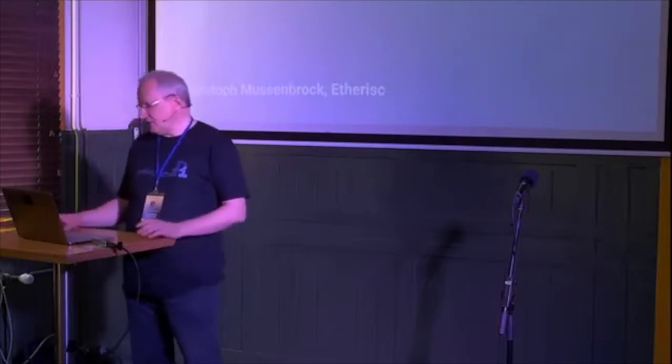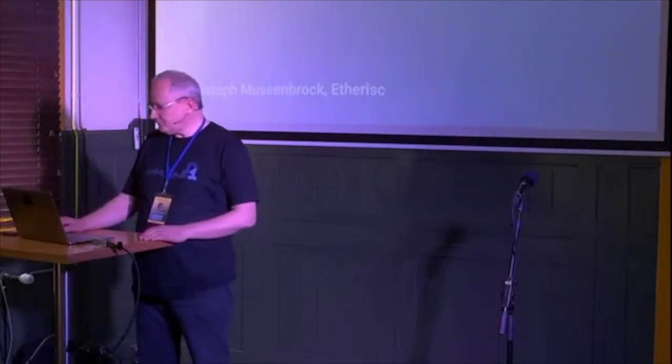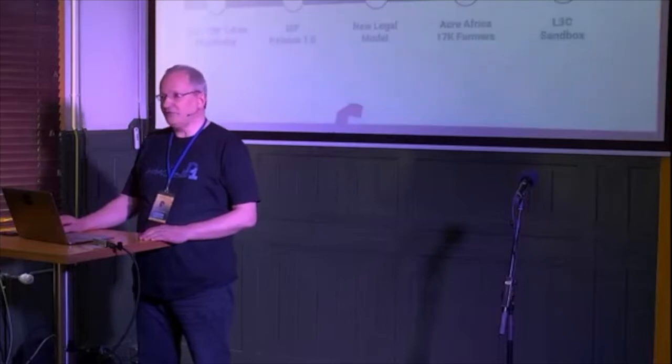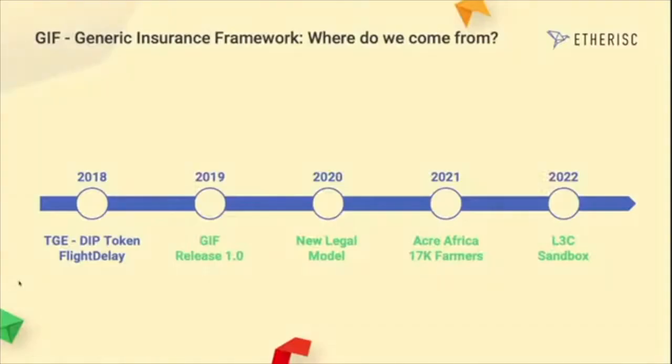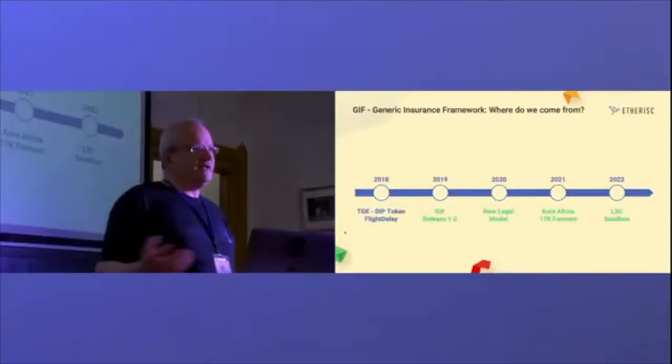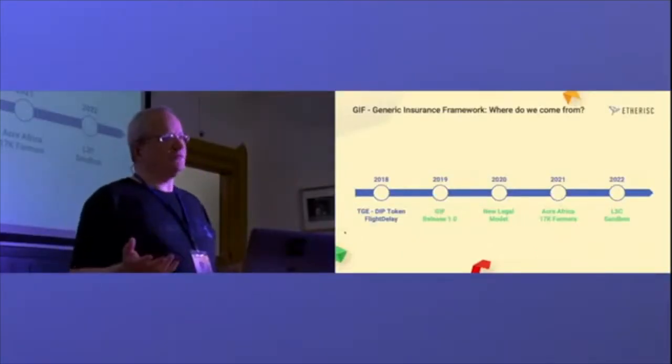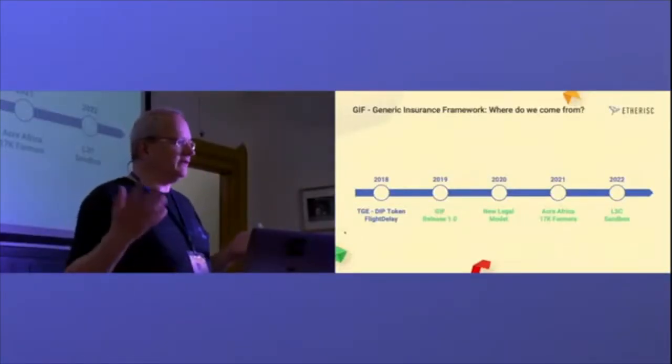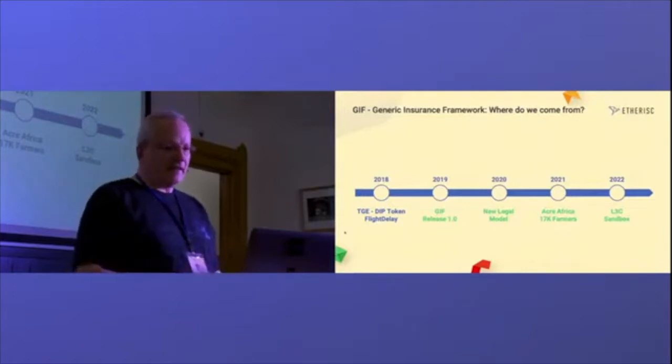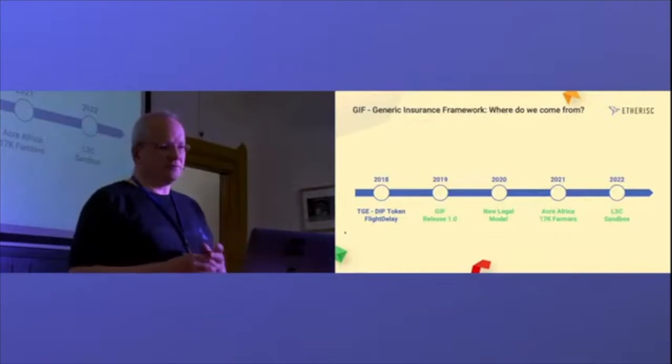So let's dive right into the matter. Where do we come from? We have built Etherisc based on the DIP token, which was launched in 2018. Then 6 months later, we released the first release of the GIF, the Generic Insurance Framework. GIF is something like an operating system for insurance products, something like a Linux for insurance. It provides the basic building blocks and functionalities to run an insurance product.